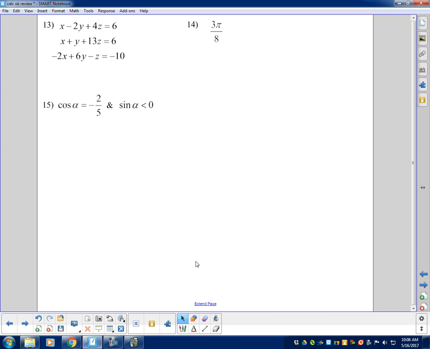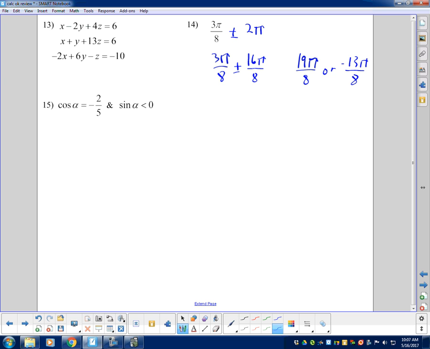Number 14, I was asking if you find one positive and one negative angle in radians which are coterminal. It means they have the same ray coming out from the origin as 3 pi over 8. So we're just going to add plus or minus 2 pi to this, which is the same as 3 pi over 8 plus or minus, getting a common denominator, 16 pi over 8. If you add, that's 19 pi over 8. If you subtract, that's negative 13 pi over 8. That's it.